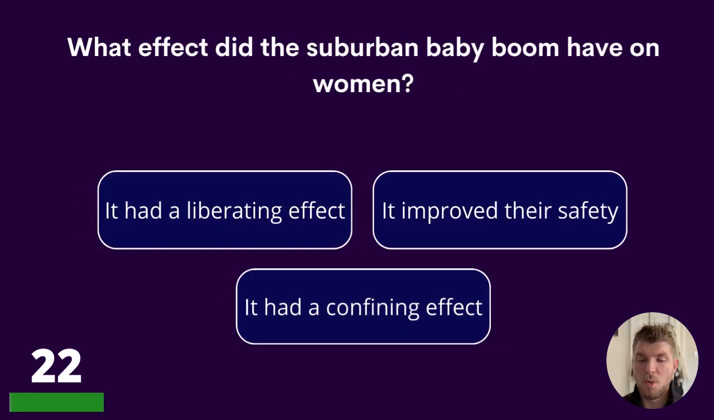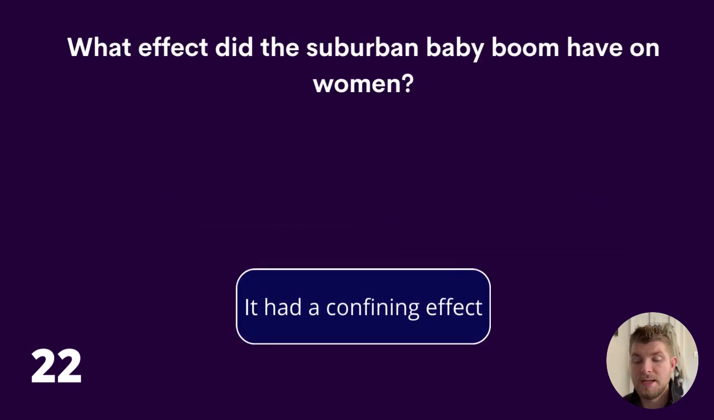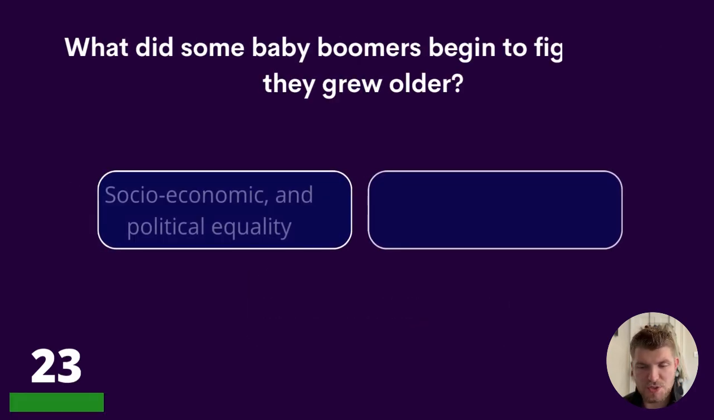22. What effect did the suburban baby boom have on women? It had a liberating effect, it improved their safety, or it had a confining effect? It had a confining effect. That's your answer.